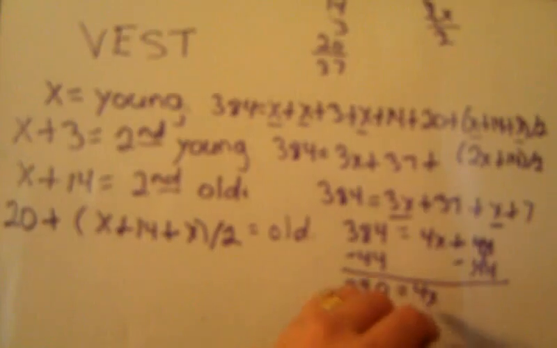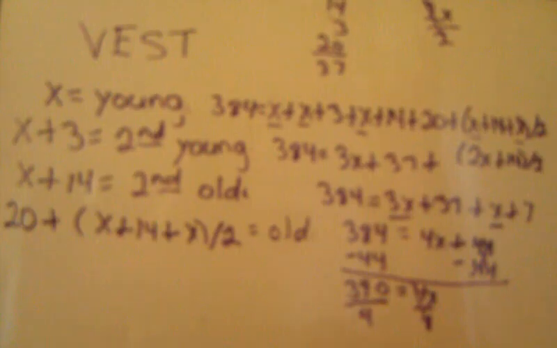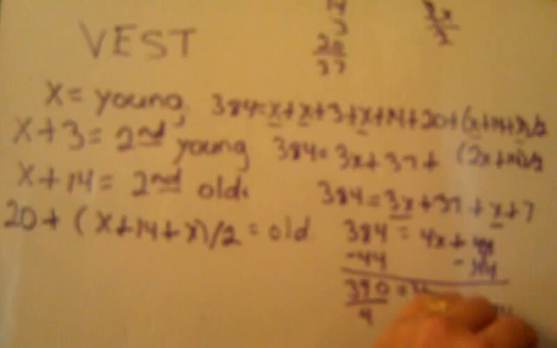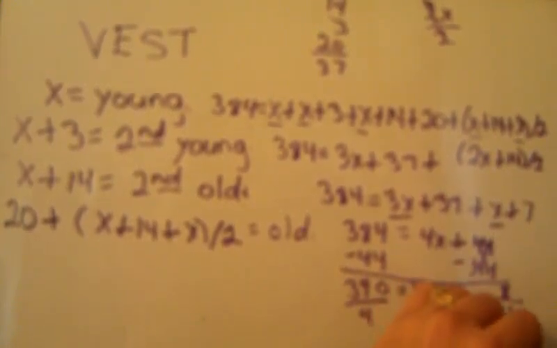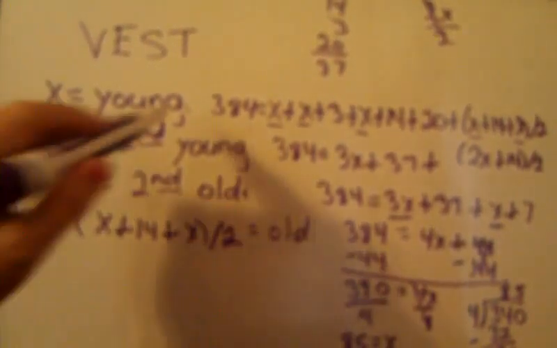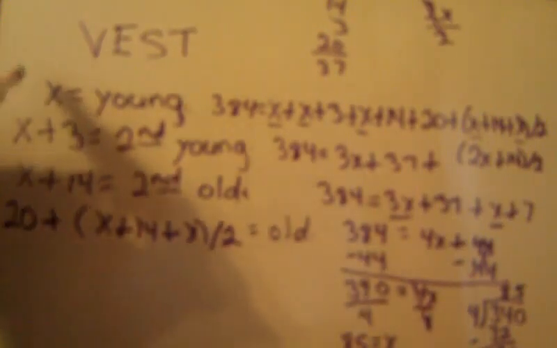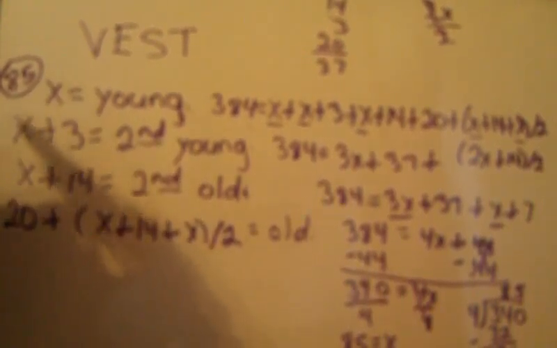Let's divide by 4. Okay, 340. You can use your calculator. 340 divided by 4 is 85. So 85 equals X. Okay, so we know the youngest is 85 years old. The second youngest is 85 plus 3, which would be 88.